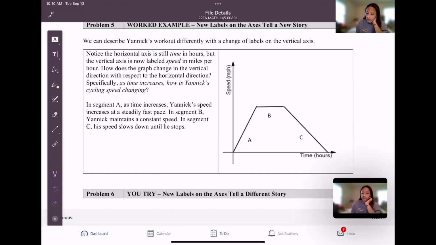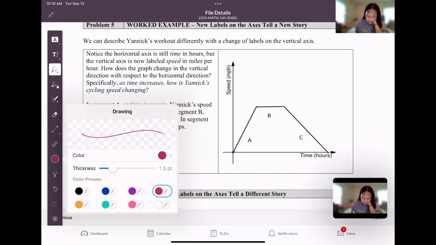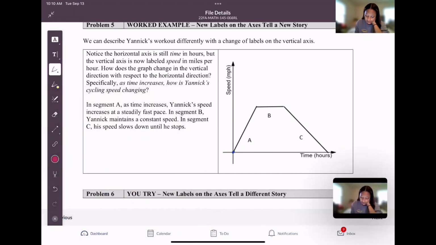So we can see, if we look at the graph, I'll kind of trace it along. We start at 0, 0. And then as the time increases, the speed is increasing all over segment A. And so we get to this point, and then on line segment B, the speed is exactly the same. It's remaining constant. And then on line segment C, the speed is decreasing. So what does this mean? How can we really interpret this?